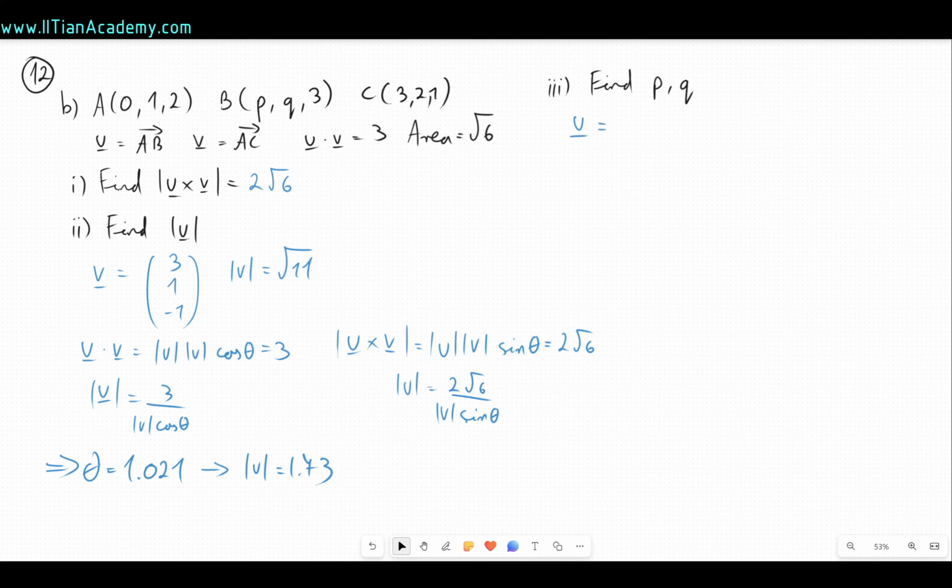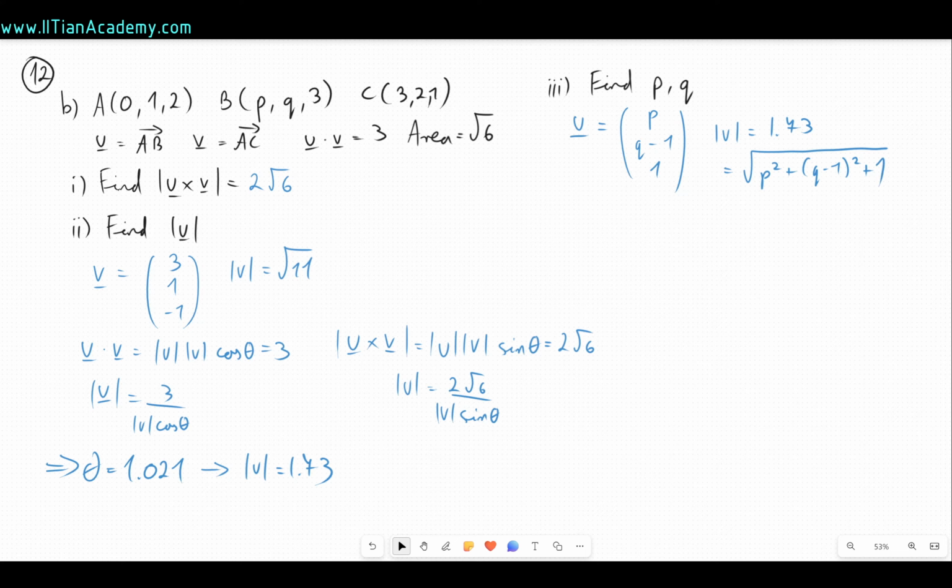So firstly, let's write down what this u vector is. So this is from A to B. So we need to do the coordinates of B minus the coordinates of A. So p minus 0 is p, q minus 1, and 3 minus 2 is 1. All right, and then we know that the magnitude of this is 1.73, but we can also write down the magnitude in terms of the coordinates. So we have the square root of p squared plus q minus 1 squared plus 1, like this.